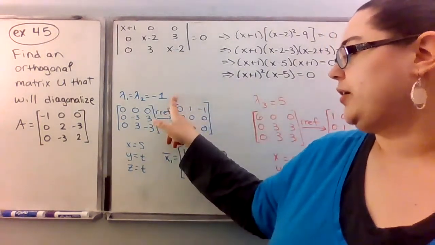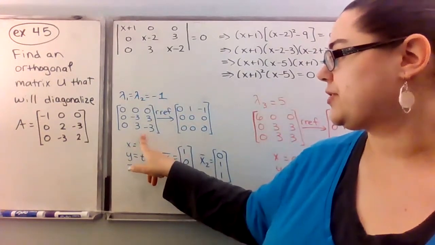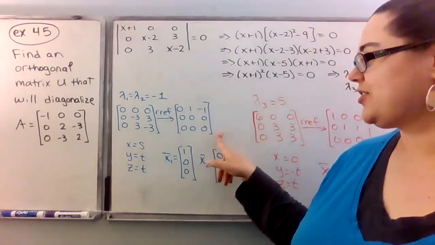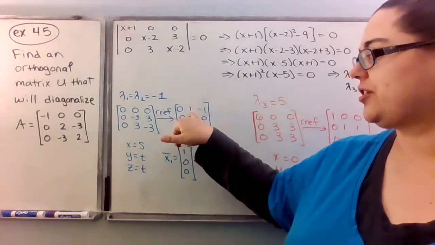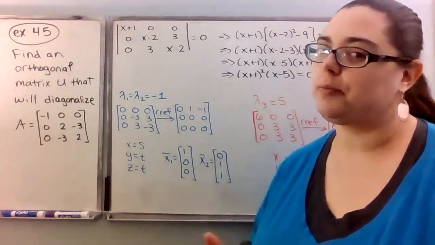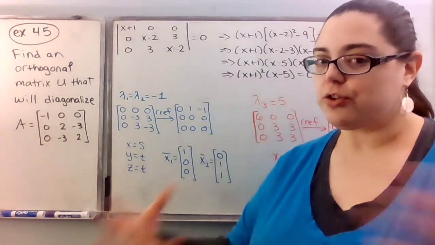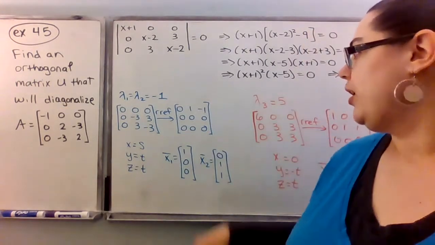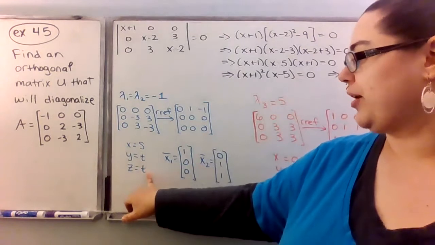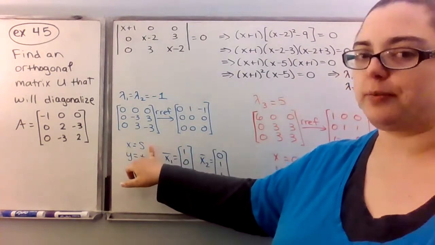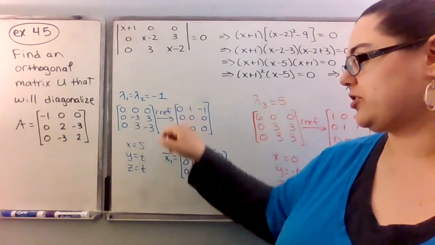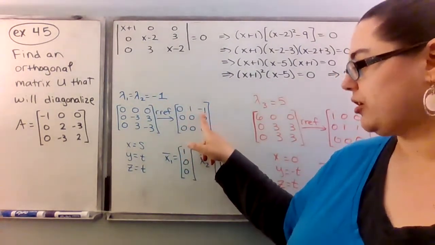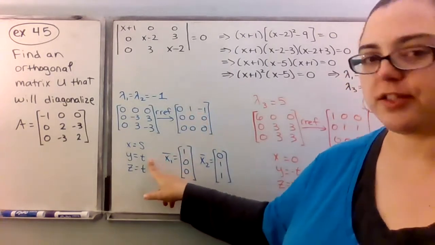Using -1, when I put that in, I got this matrix, which row reduced to this one over here. You'll notice that we only have one pivot position. This is actually good news because our multiplicity was 2, so we want 2 pivot positions. So we end up with 2 different eigenvectors. I used t for my parameter for z, and I used s for my parameter for x because x did not have a pivot position, neither did z. And y can be defined in terms of z, so y is going to be t.